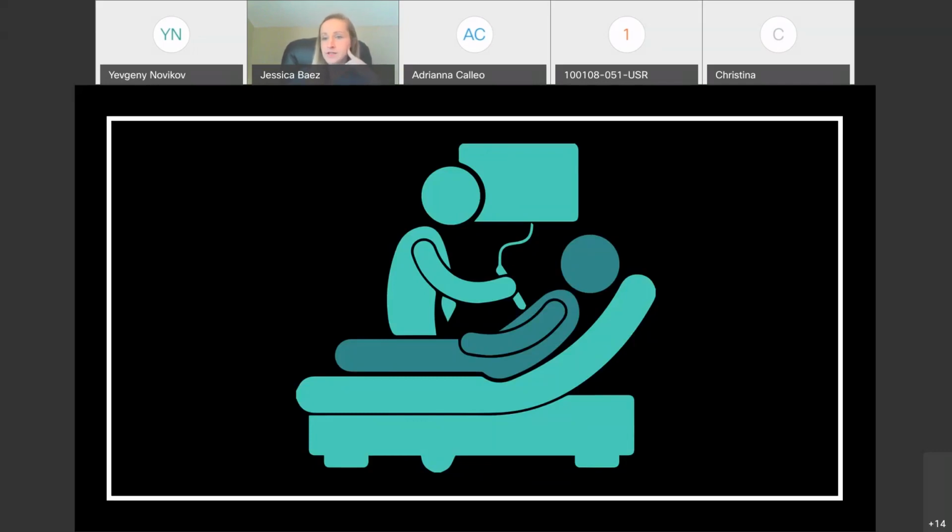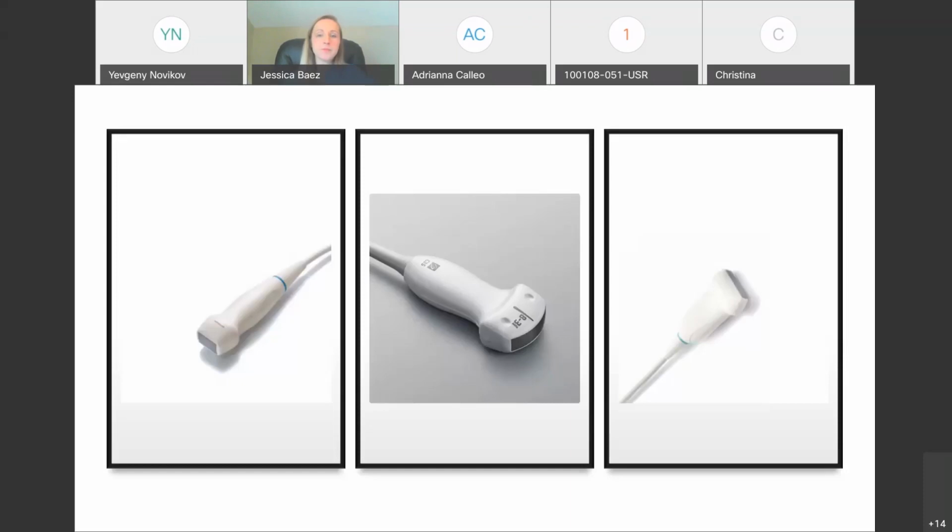So now we're going to talk about how exactly this is done and what you're looking for with this. First off, in terms of probe selection, this is one of the only studies that you can actually use any probe with, and you'll get different information depending on the probe that you choose. So it's important to know a little bit about what you are looking for and with which probe.